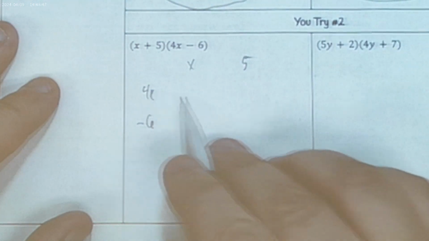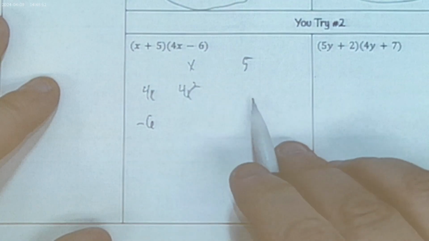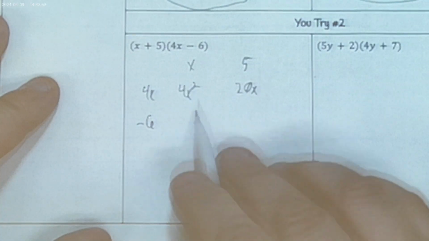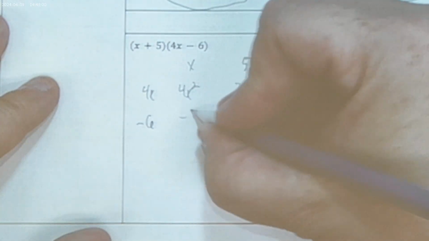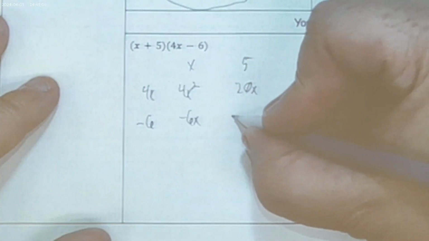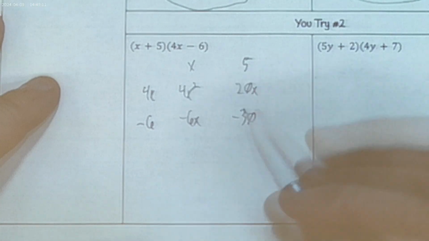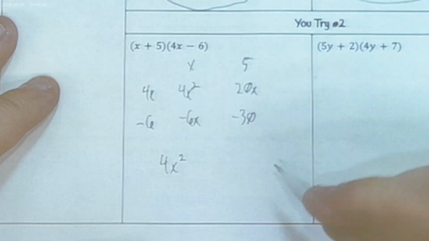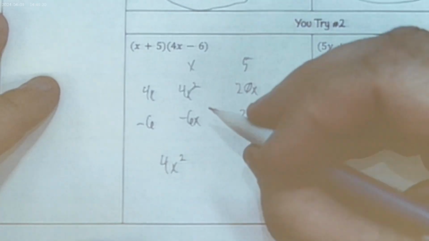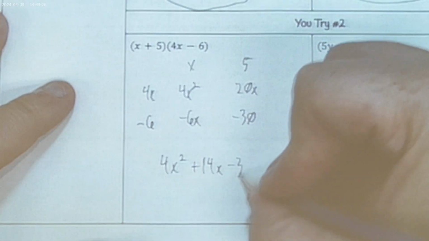All right. So this space is going to be x times 4x, which is 4x squared. This space is going to be 5 times 4x, which is 20x. This space is going to be negative 6x. And this space is going to be negative 6 times 5, which is negative 30. All right, now we just combine all the like terms together. 4x squared. Negative 6 plus 20 is 14x, and then minus 30.